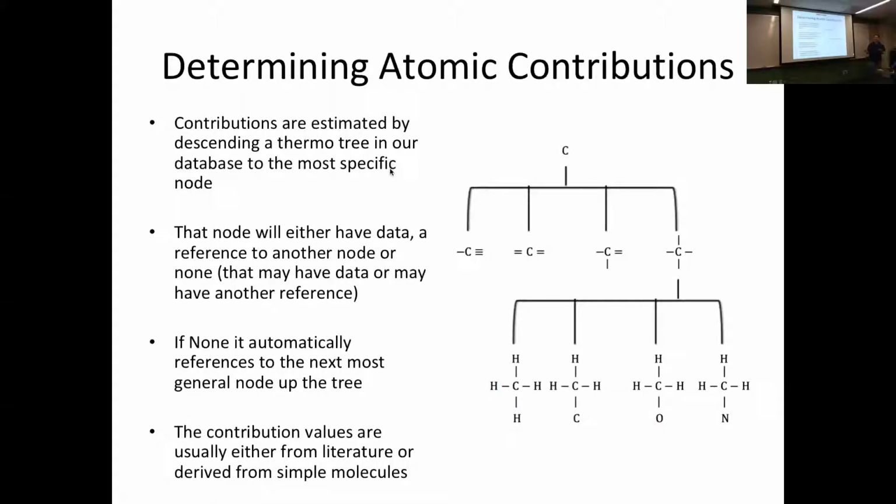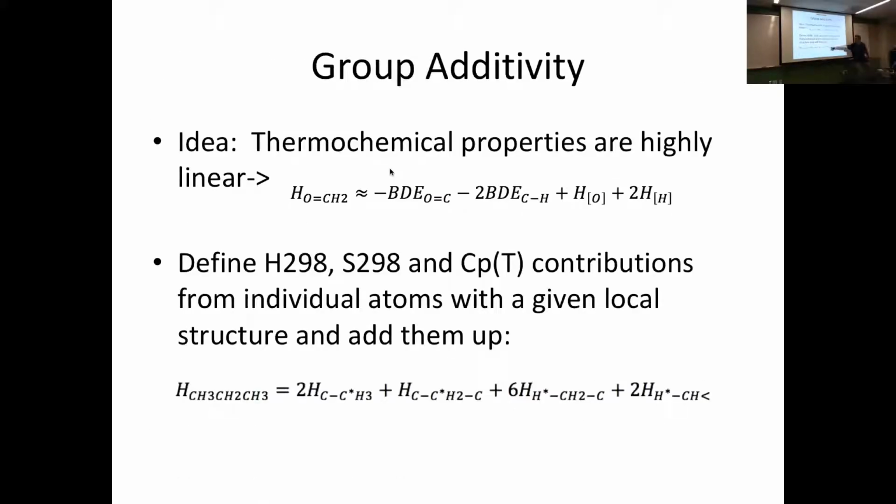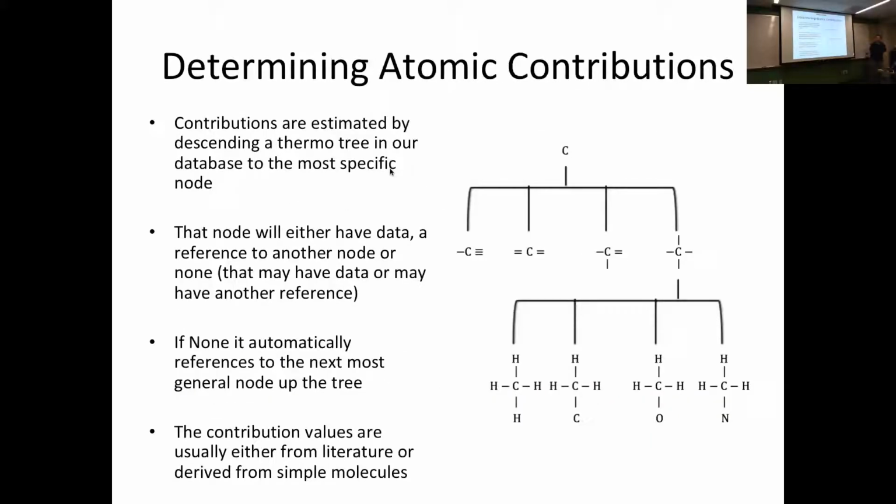So in order to determine what these are, we have to have a big database that has information related to, well, we know what contributions we want, but how do we know what this value is? And we do this by having a gigantic tree in the database, and these contributions are estimated by descending this tree. So you might first say, well, the atom's a carbon atom. So, and then you're asking, so what?